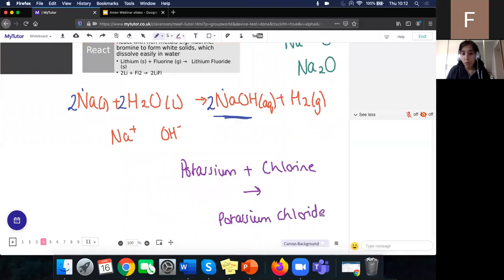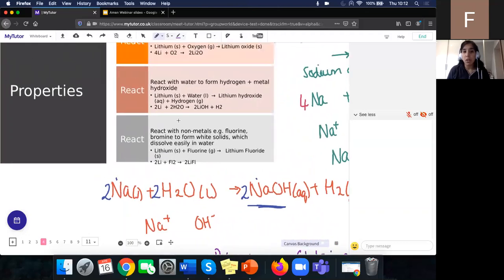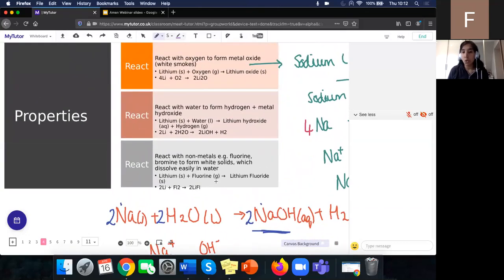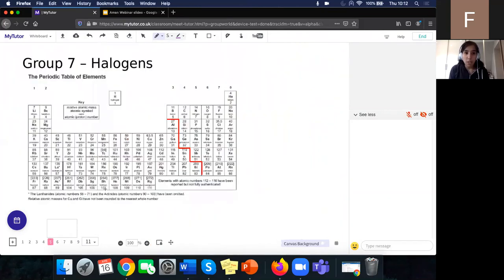So the two straightforward reactions are the ones with oxygen and the ones with non-metals. The harder one to understand is this one here, where we react with water. So we're going to do some exam questions in a bit, and hopefully it will all make a bit more sense. Okay, so let's move on to the halogens.